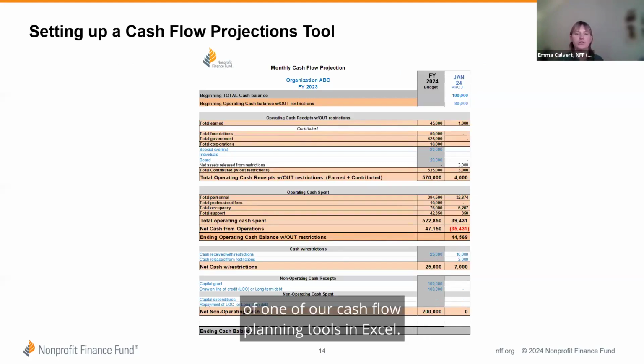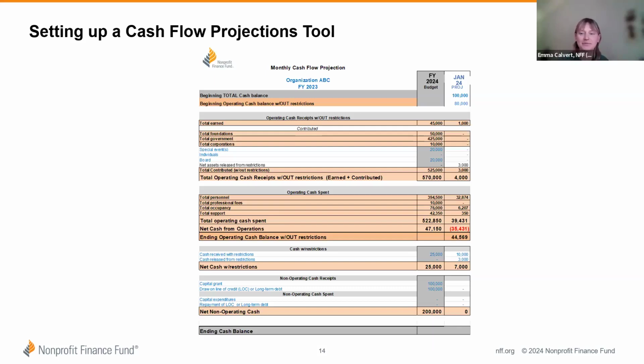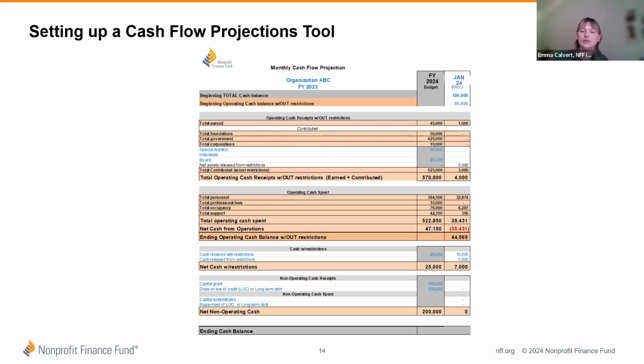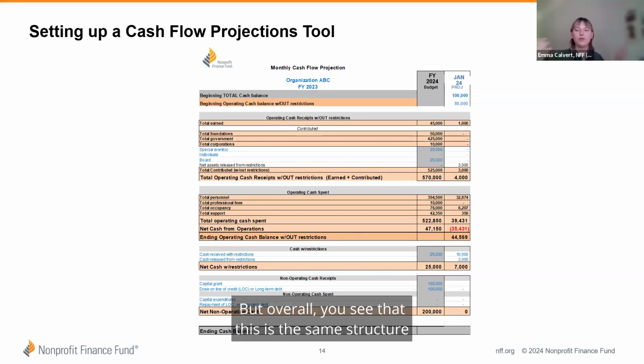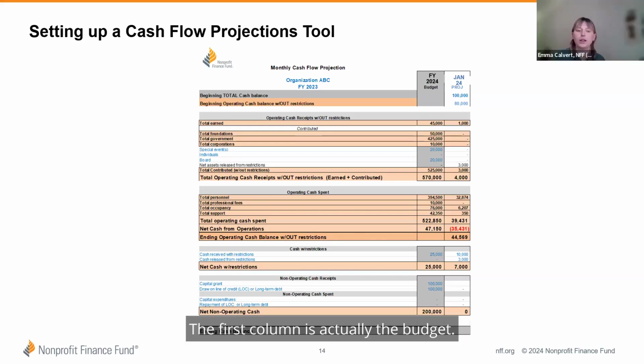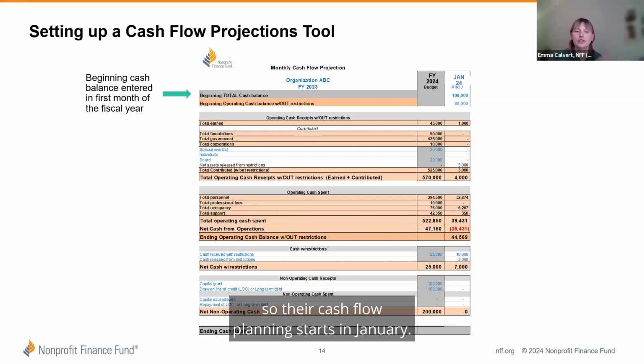This is just a snapshot of one of our cash flow planning tools in Excel. We will be sharing this along with some resources on our website that are all free and available. Overall, you see that this is the same structure as the examples we just walked through. The first column is the budget, so you can compare your budget with your monthly cash flow projections. At the top of the document, you'll enter the beginning cash balance in the first month of the fiscal year. This organization's fiscal year is the same as the calendar year, so their cash flow planning starts in January.